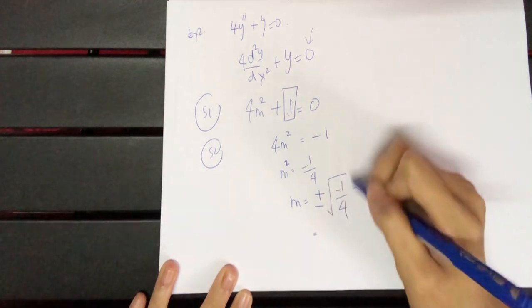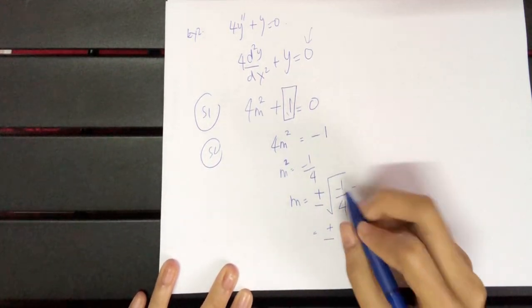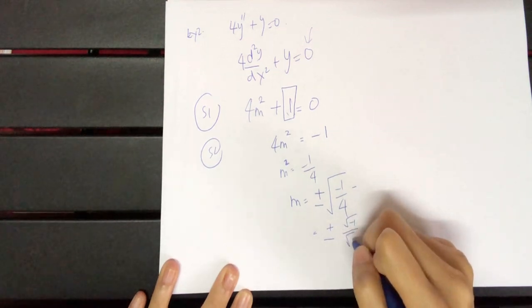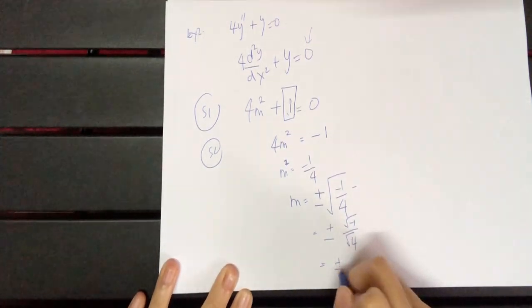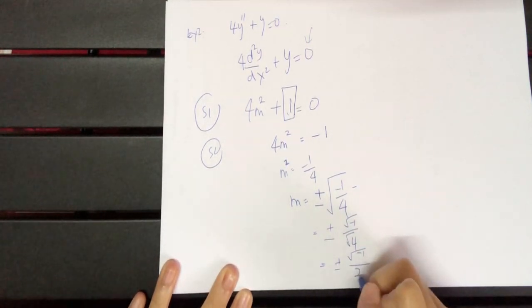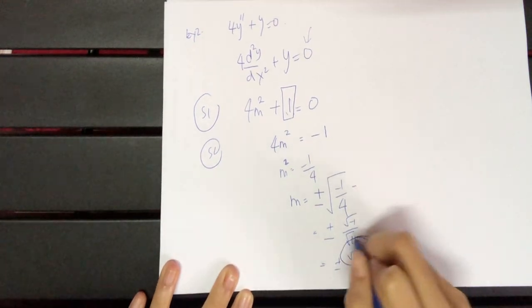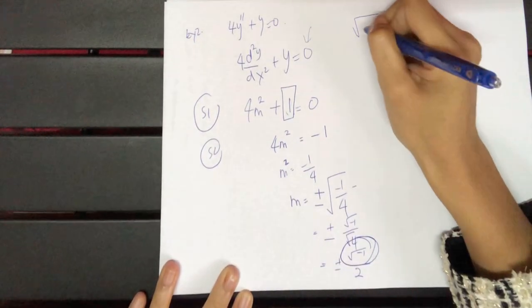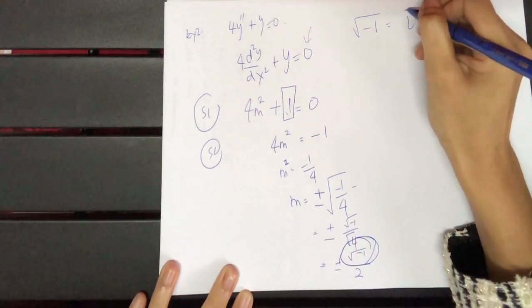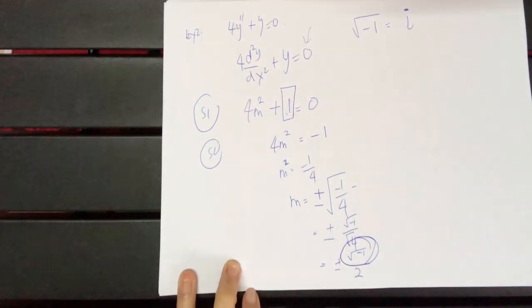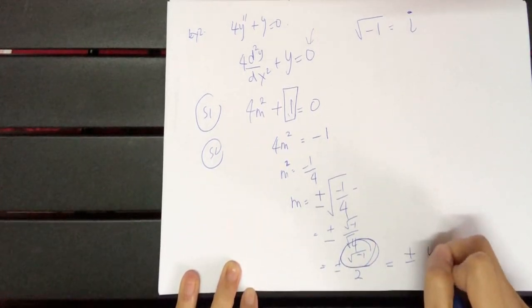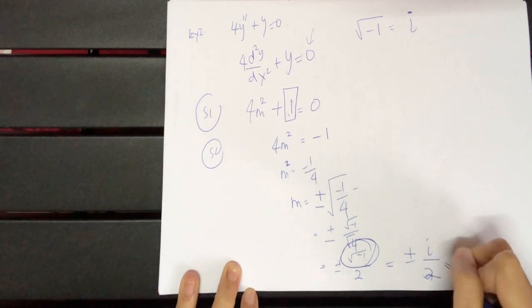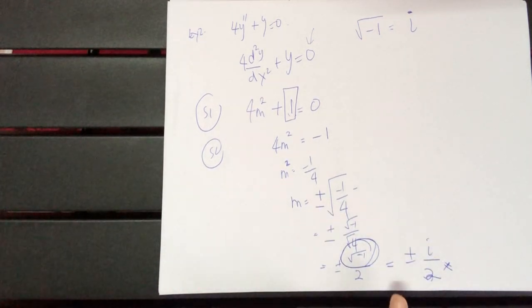Plus minus negative 1 over 4. And you can split it like this, plus minus the square root of negative 1 and the square root of 4. So the square root of 4 is equal to 2. And what is the square root of negative 1? It is equal to i. Square root negative 1 is equal to i. So that means your answer here is plus minus i over 2. So this is your root.